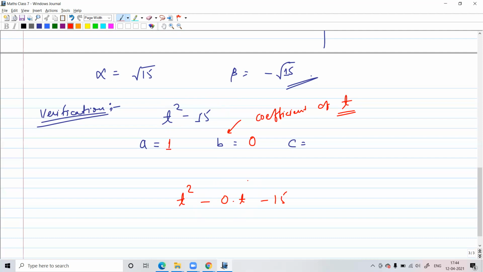You don't have to. But you should understand that if the T term is not there, it means the coefficient of T, this guy, is 0. That is why our B value is 0. Is that clear? Yes, sir. Okay. So what is C now? Minus 15, sir. Yes. C is minus 15.